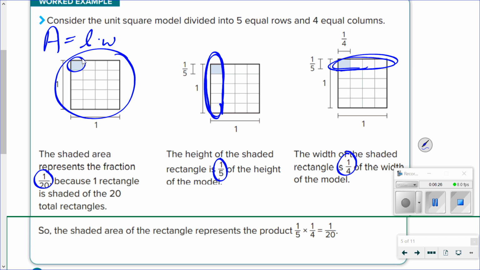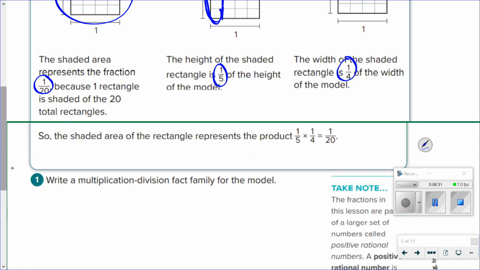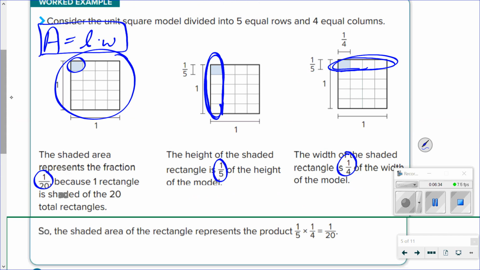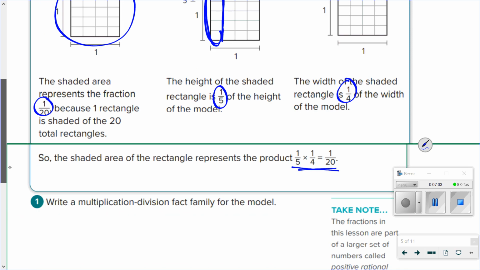Now putting this into our equation, what we now see is they did it, ironically, backwards. They did the model, area equals length times width, but then they wrote the equation in reverse. So length times width equals the area. Does everybody see that? So if I took 1/5 times 1/4, my answer would be 1/20. Everybody good with that? Anybody not good with it? Okay? So that's our starting point.